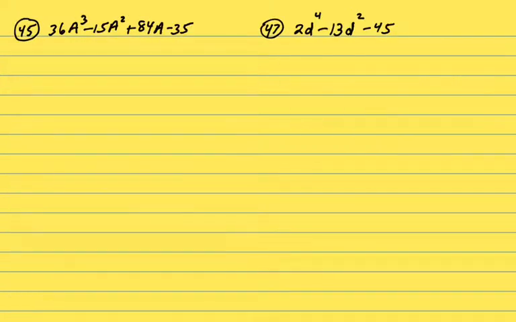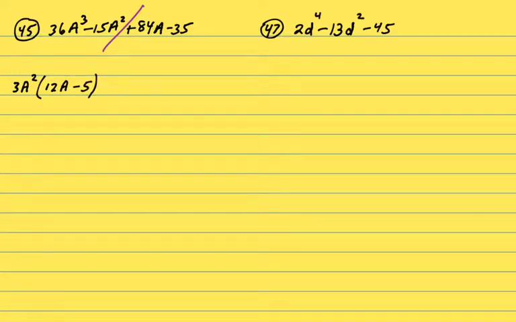Okay, on to the last couple, 45 and 47. Looks like I'm doing most of the homework this time. 4 terms, split it. What can I factor out of the left? Well, 3 goes into both and then a squared, right? So I'll take out a 3a squared. That leaves me with 12a minus 5, I believe.